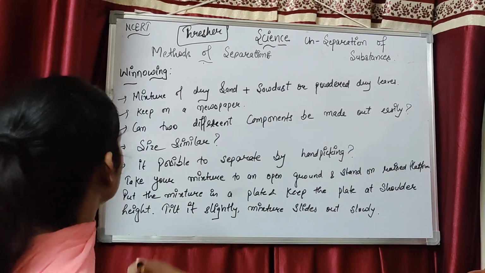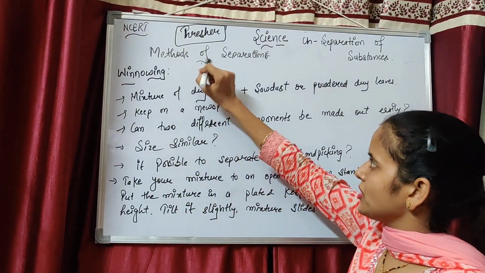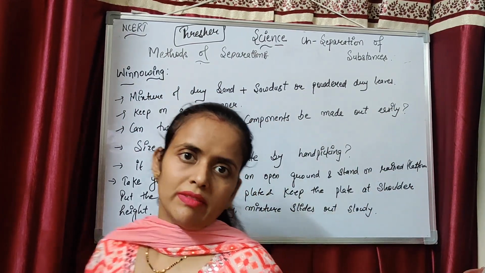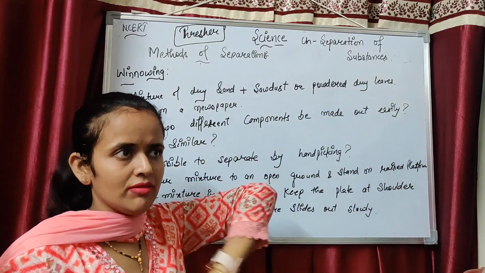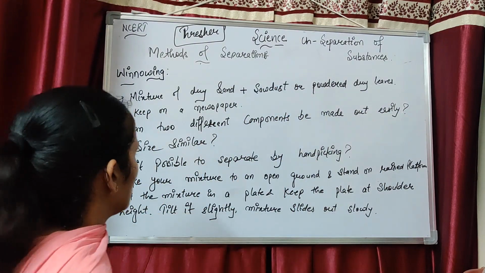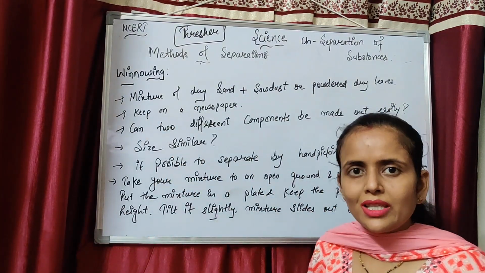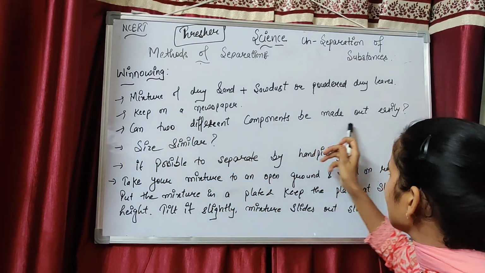Now our third method is winnowing. We have completed two methods of separation. So third is winnowing. Let's perform an activity. Take a mixture of dry sand, sawdust, or powdered dry leaf. Make a powder of dry leaf and mix it with the dry sand or sawdust. Keep it on a newspaper. Can you find that all things are different? No. Can the two different components be made out easily?